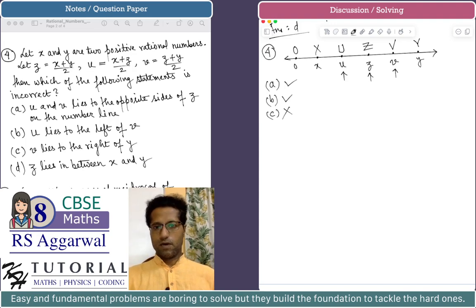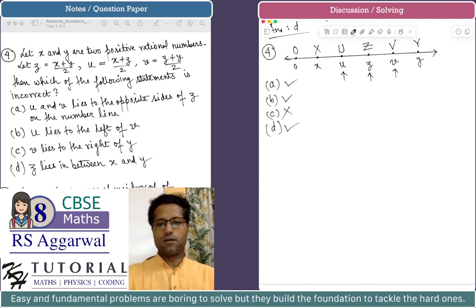Since we have already found the incorrect statement, we can stop here, but let's anyway see what D is. D says z lies in between x and y. Z is x plus y by 2, and that indeed lies between x and y, because it is a property of rational numbers that between two rational numbers x and y, where x is less than y, the rational number x plus y by 2 lies between x and y. So this is also correct. So the answer is choice C. We have to select the incorrect statement.